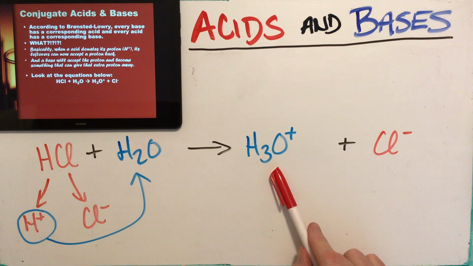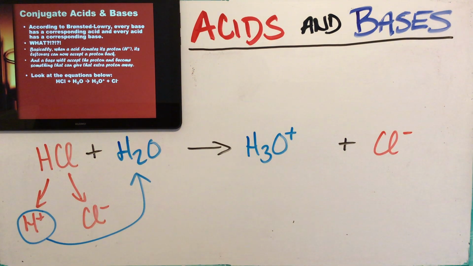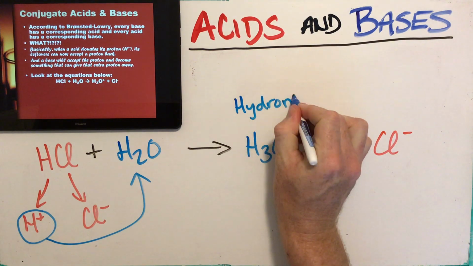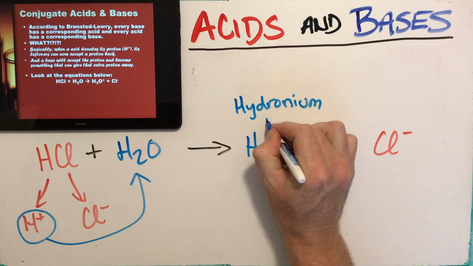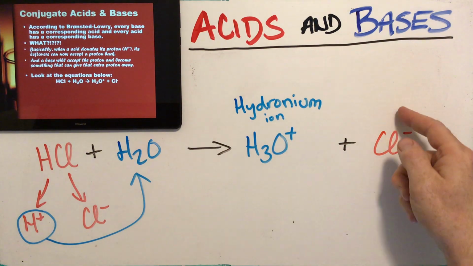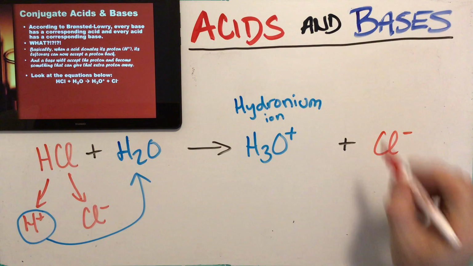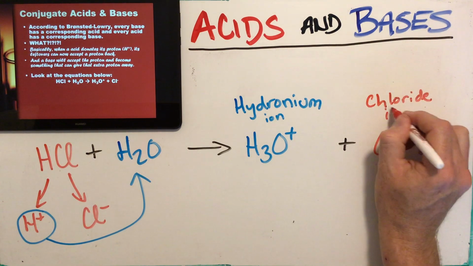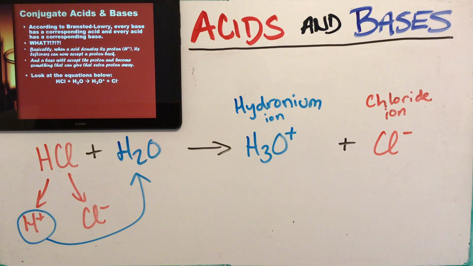So this is called the hydronium. I'll write that in here at the top because we are going to have to know about that in a future lecture. So this is the hydronium ion, this H3O plus, right? This is just simply a chloride ion. We've seen those before, right? It's a chlorine ion, but they call it a chloride ion.